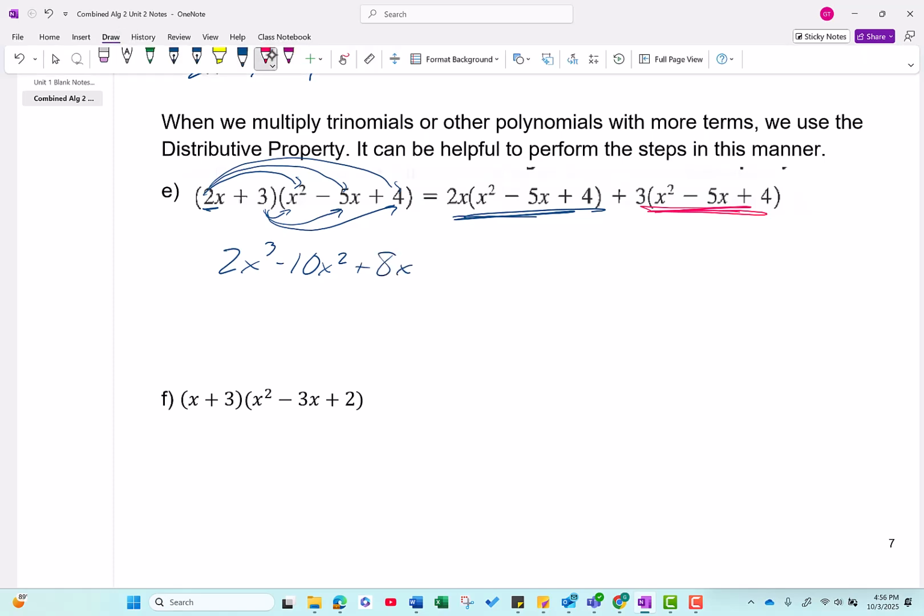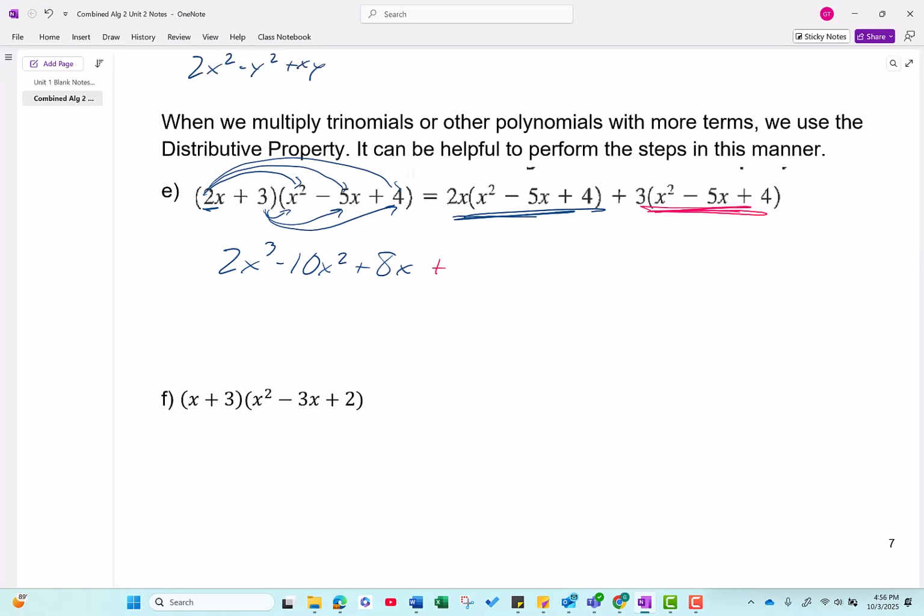Then plus 3x squared minus 15x plus 12. So you see colors where they came from. Now I go and try and find like terms. I see there's no other cubed term, so it's just 2x cubed. But I do see a negative 10x squared and then a 3x squared. So that becomes minus 7x squared.